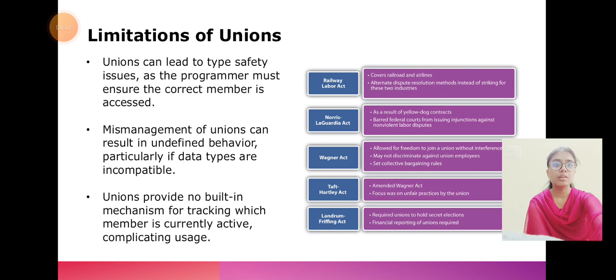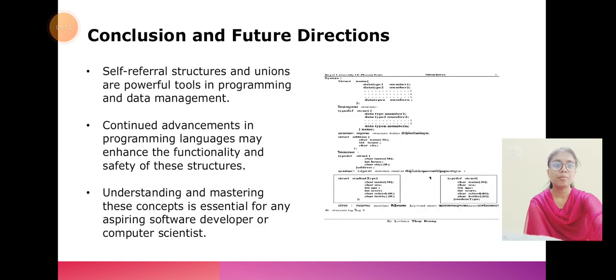Limitations of unions. Unions can lead to type safety issues as the programmer must ensure the correct member is accessed. Mismanagement of unions can result in undefined behavior, particularly if data types are incompatible. Unions provide no built-in mechanism for tracking which member is currently active, complicating use.